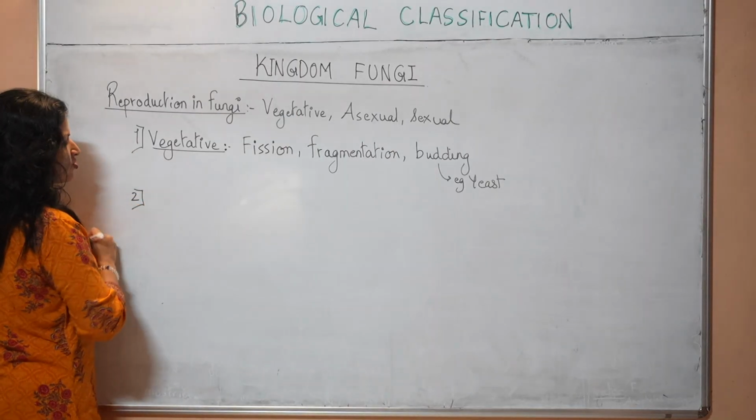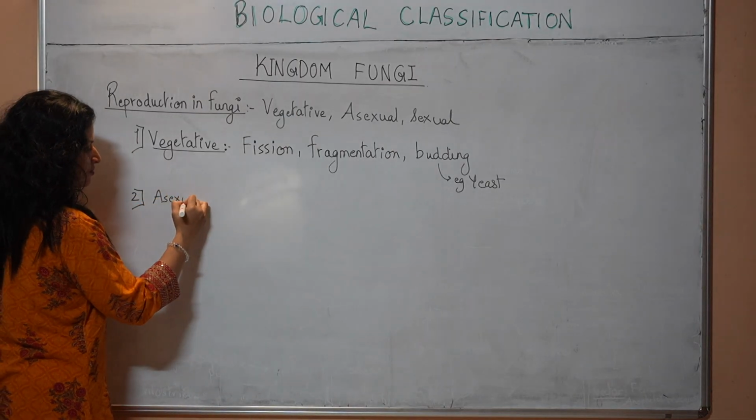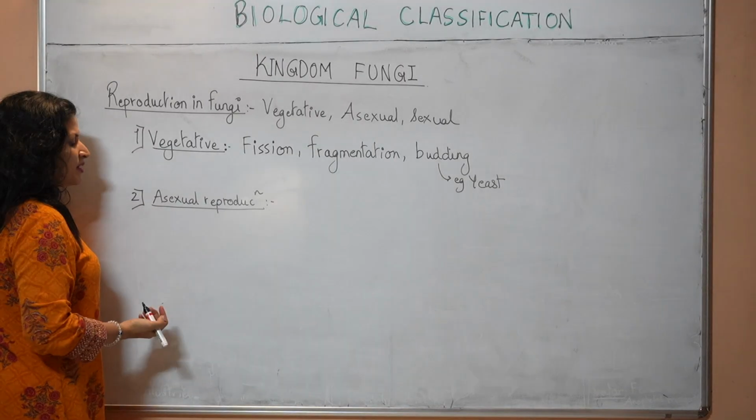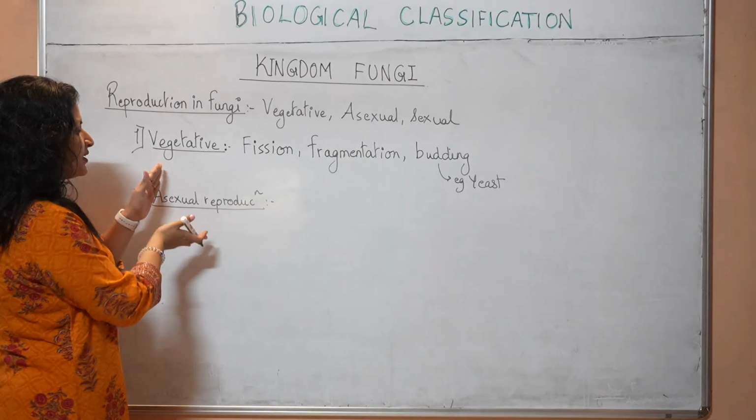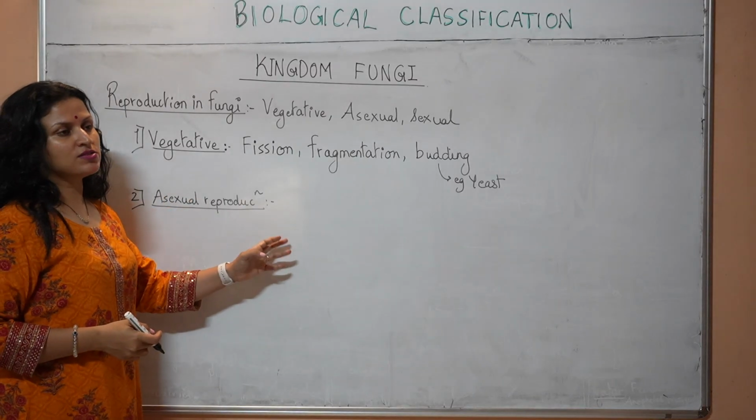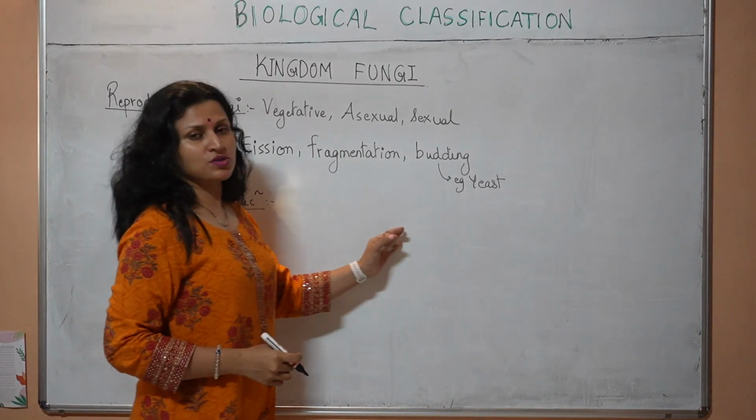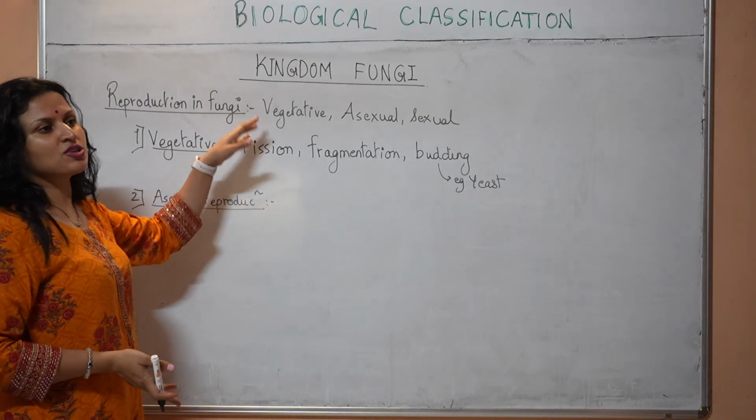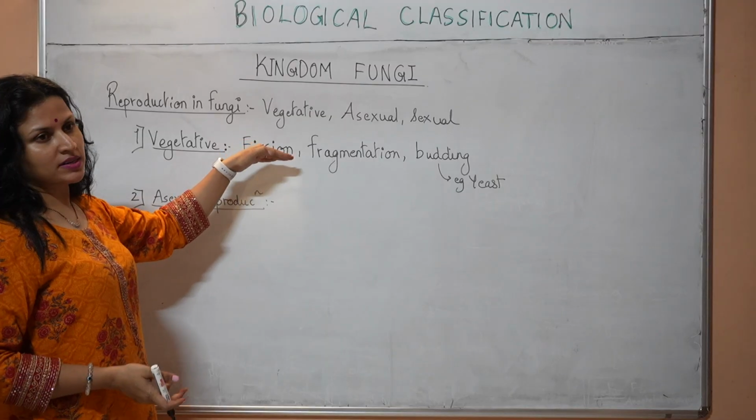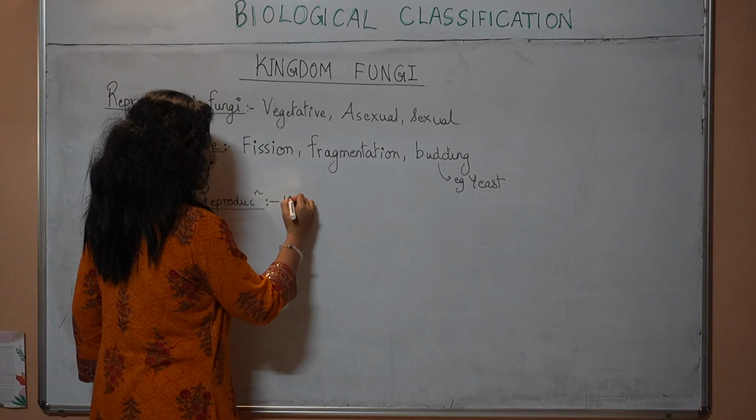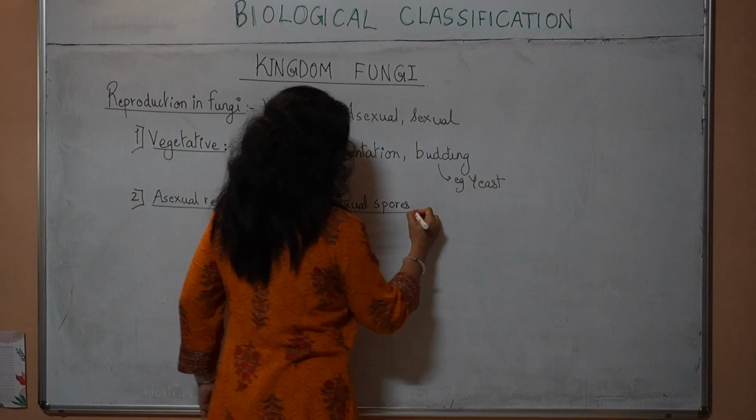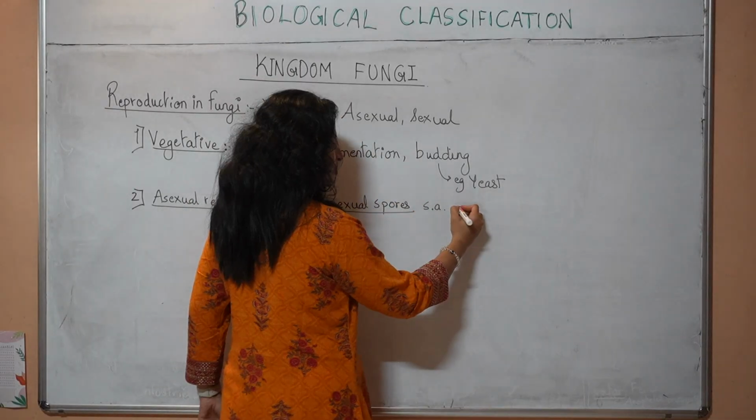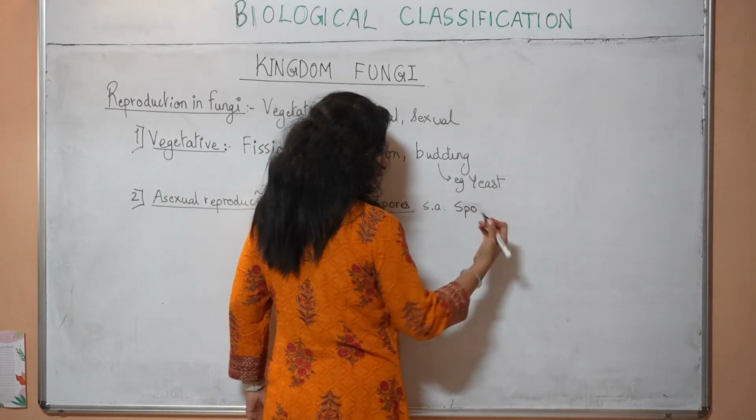Second type of reproduction, asexual reproduction. Vegetative reproduction is the same as asexual reproduction only, but in fungi it is separated because asexual reproduction involves the use of a specific type of spores called asexual spores. That's why vegetative reproduction is kept separate from this, using asexual spores, such as the one that we had seen in Rhizopus, that was sporangiospore. It is an asexual spore.